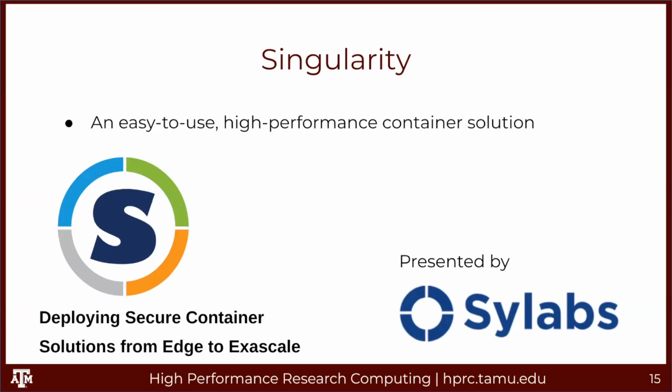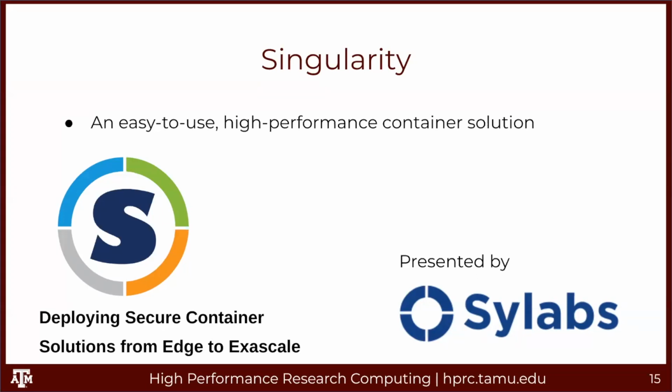Now, there's nothing wrong with one strategy or the other. It could be a matter of preference. Singularity and Charliecloud are both totally capable of doing all container tasks. But one of them tries to do things for you, and the other tries to let you do things on your own.